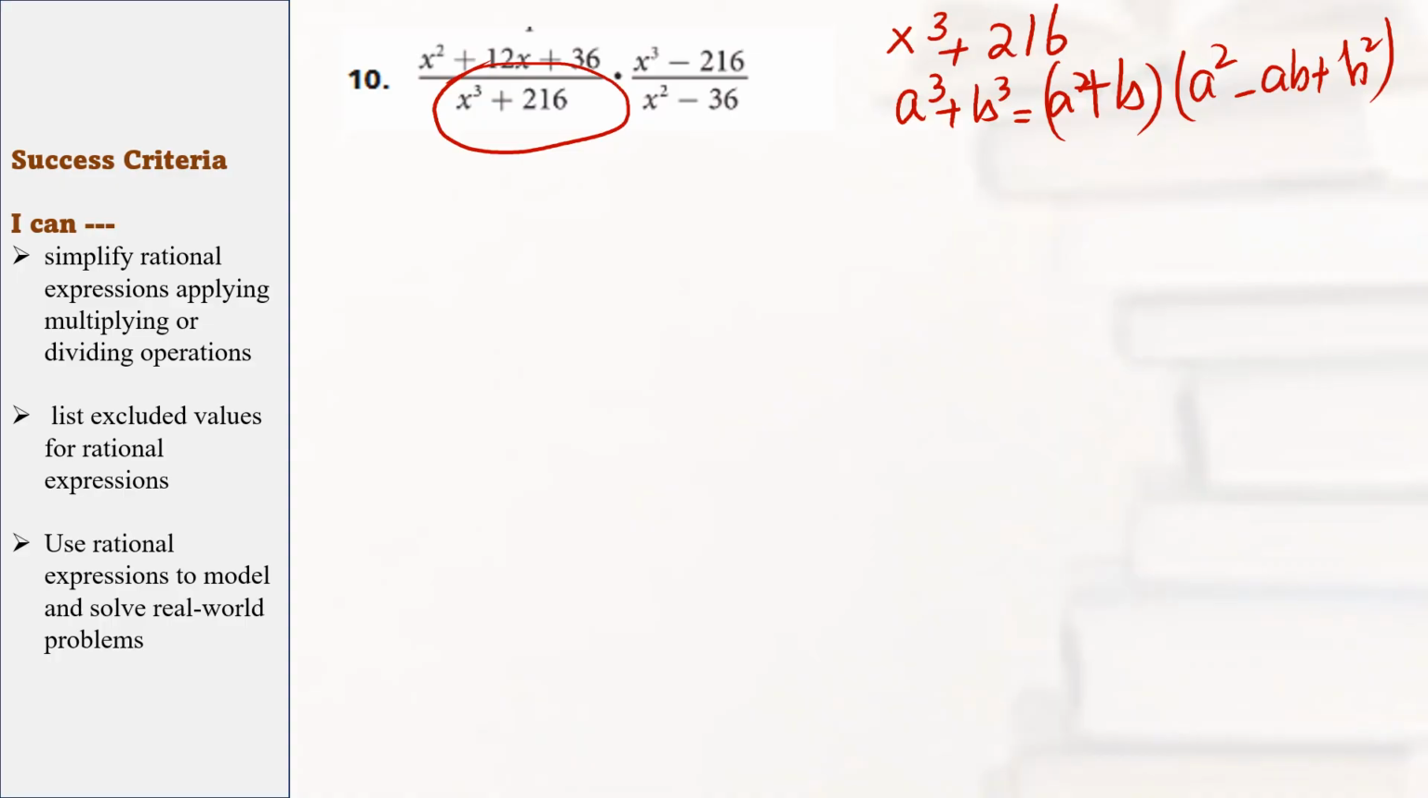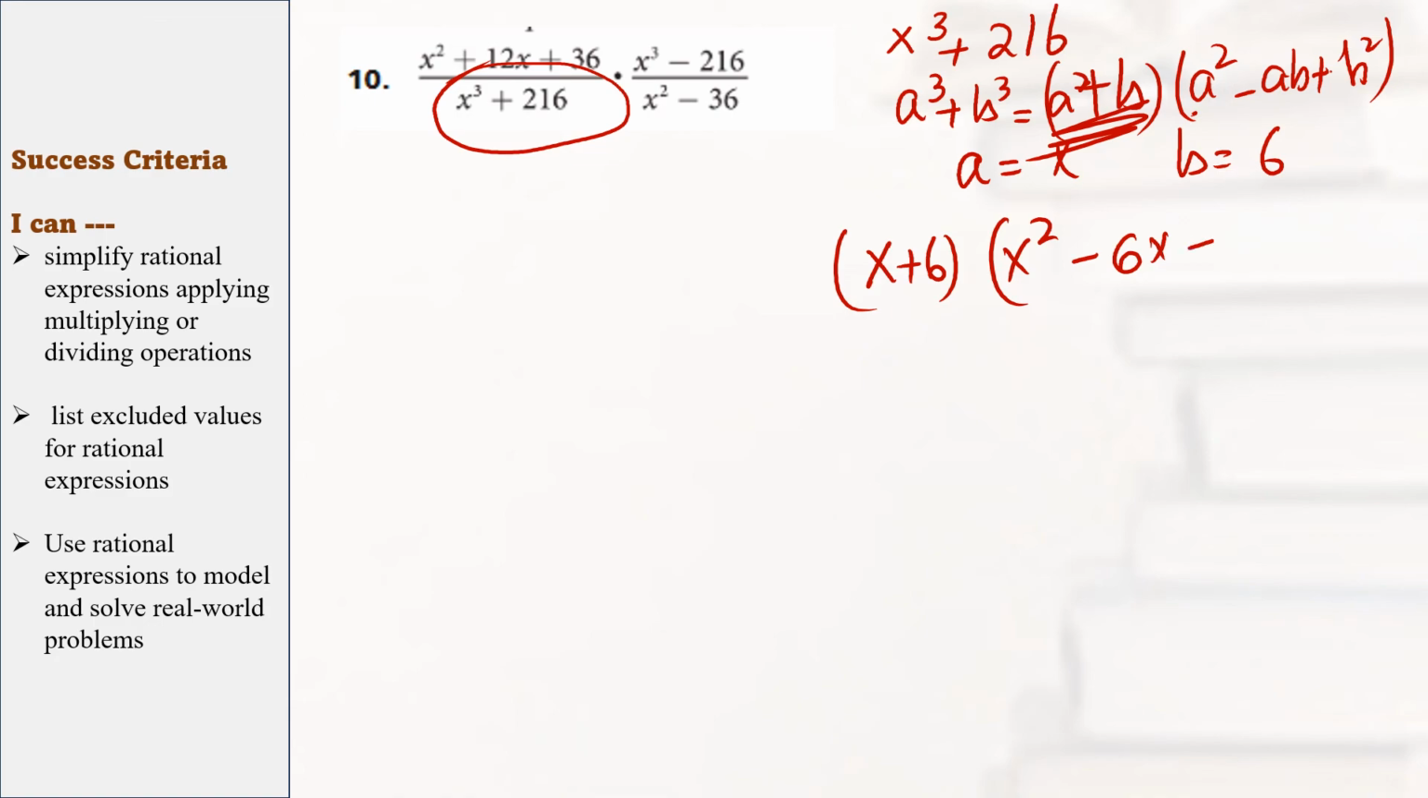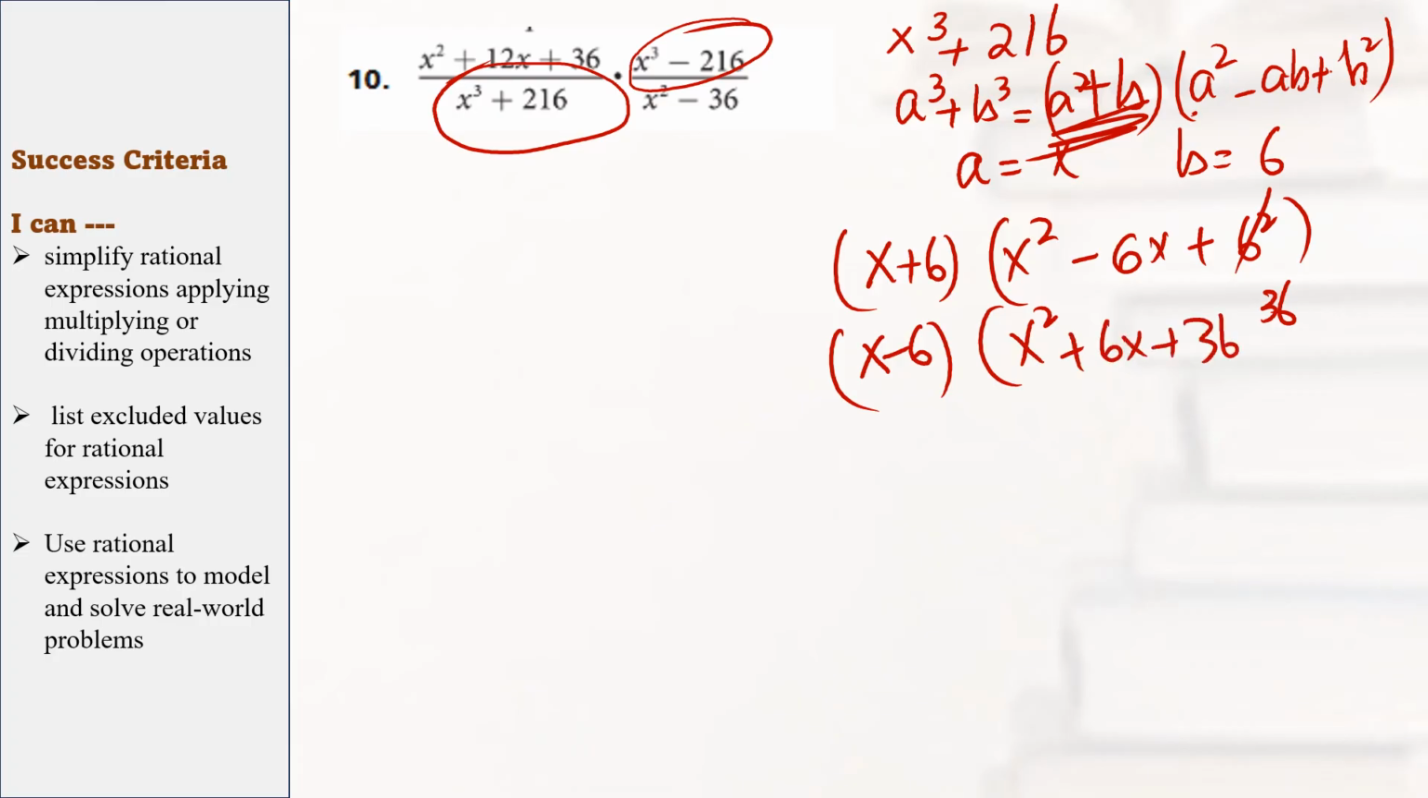So a is x and b is 6. Replace it. You will get x plus 6 in place of a plus b. Then a square, that means x square, minus ab, that means 6x, plus b square, it means 6 square. So 6 square means 36. Similarly, x cube minus 216 will be the same but change the signs. So x minus 6 here, x square plus 6x plus 36.